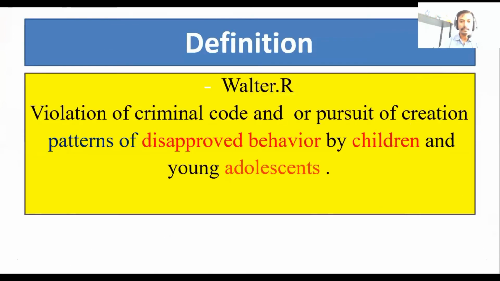Defined juvenile delinquency: violation of criminal code, a certain pattern of disapproved behavior by children. The keyword is children, young adolescents, whose age we have already learned.